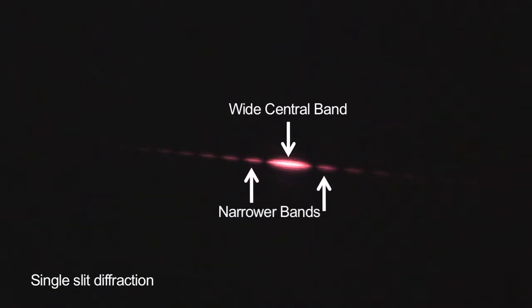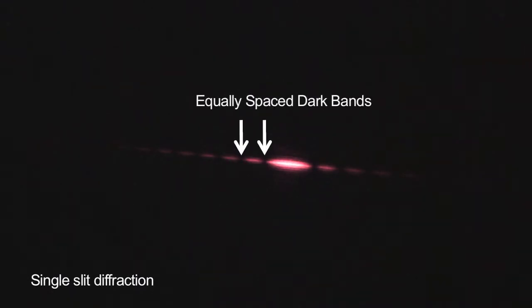We can see we have a wide central point of maxima. We then have little points either side of this, which are less intense than this middle one. There's gaps in between each of these points. These gaps are approximately equal size.